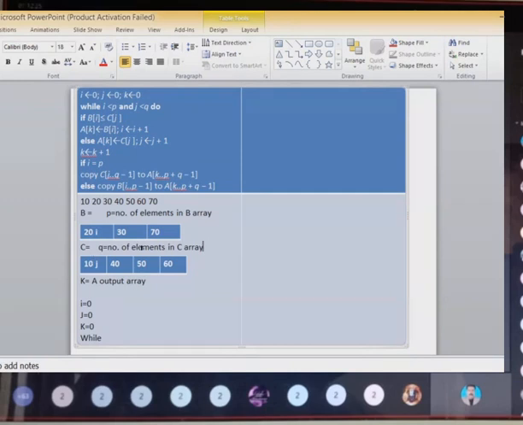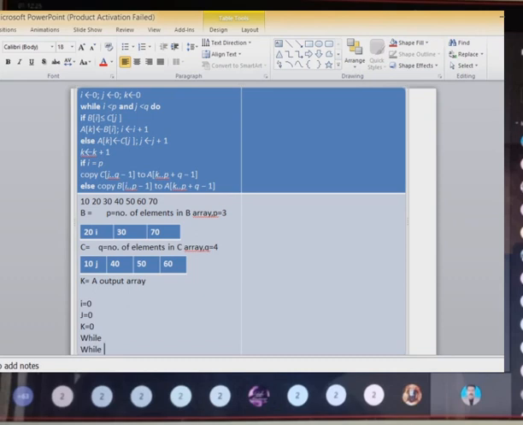Number of elements in B array, number of elements in C array. Now, I equivalent to 0, J equivalent to 0, K equivalent to 0. What is the value of P? P equivalent to 3. What is the value of Q? Q equivalent to 4. P represents the number of elements in B array, Q represents the number of elements in C array. Now, in the pseudocode, what is the condition? What is the while loop in the pseudocode?